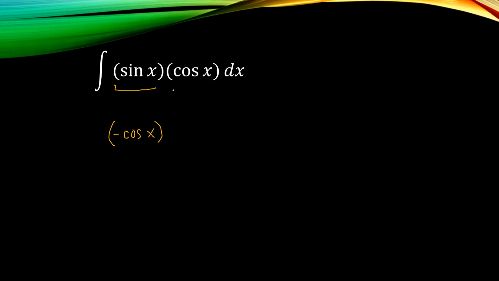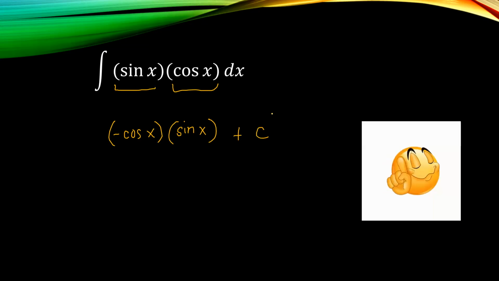And then the integral of cosine is positive sine x, and then simply attach the constant c. And of course, that is again wrong because we're given a product. Again, I'm emphasizing that the integral of a product is not equal to the product of the integrals. This is not equal to the integral of sine x multiplied by the integral of cosine x dx. We don't distribute the integral or the integration process to each of the factors.